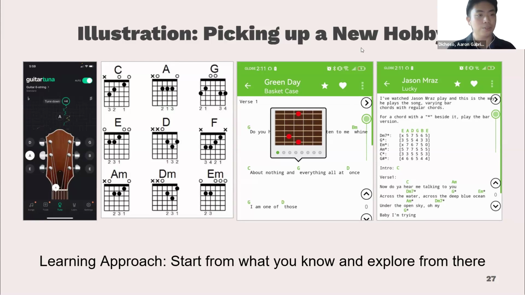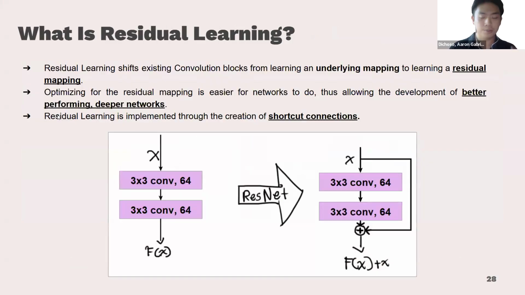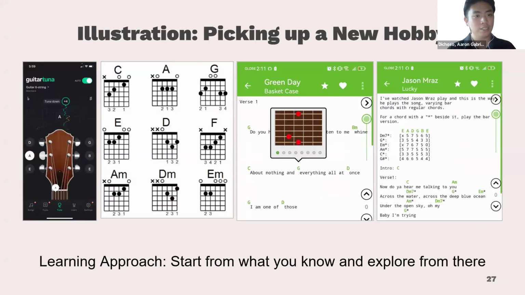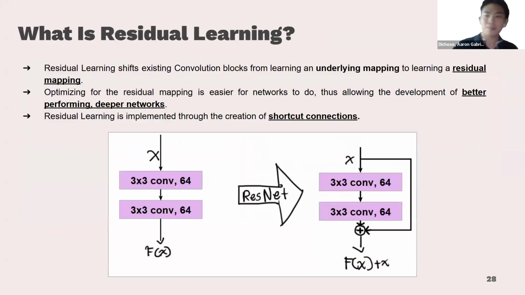So instead of learning from the very, very bottom, from the very foundations, you're just learning the difference between what you know already and what needs to be learned, right? So that is residual learning. And this allowed networks to be much more easily trained.